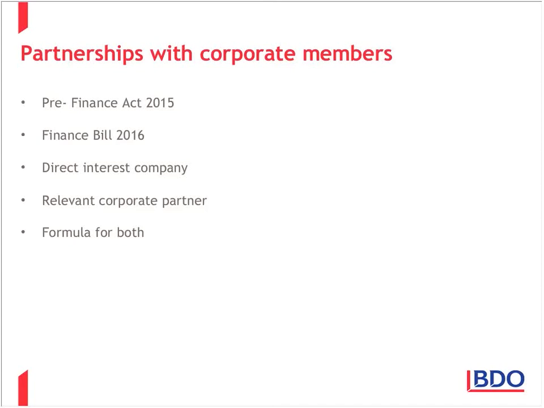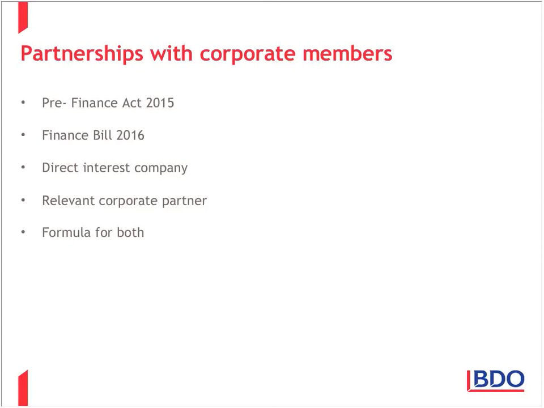Now, the Finance Bill 2016 changes this so that the activities of a company are treated as trading activities where the company is a direct interest company, which is a DIC in the diagrams going forward, or a relevant corporate partner, or RCP, in relation to the individual. And the individual must have a direct or indirect interest in at least 5% of the partnership's profits and assets and the votes. Now, these are 2 new terms, the DIC and RCP, and we'll look at what they mean and how they impact on the formula.